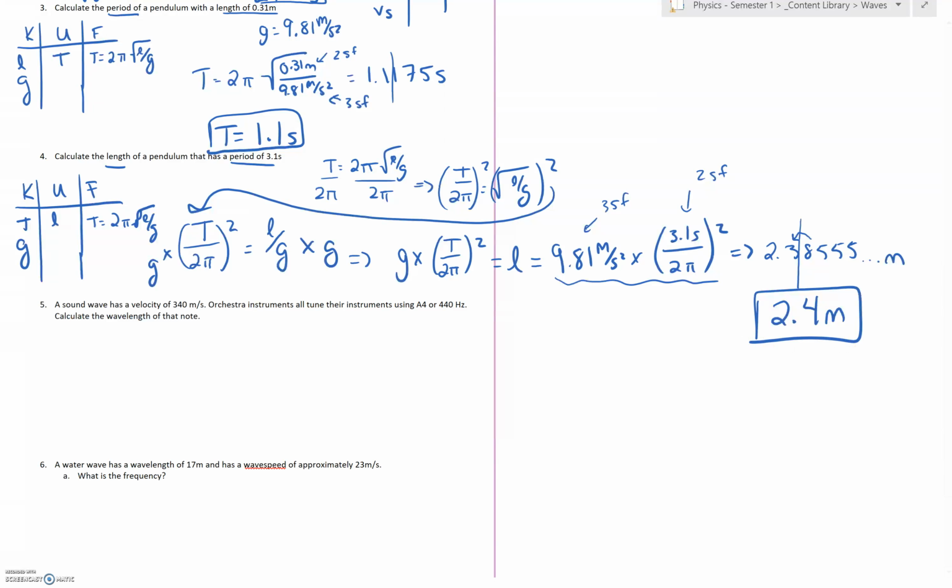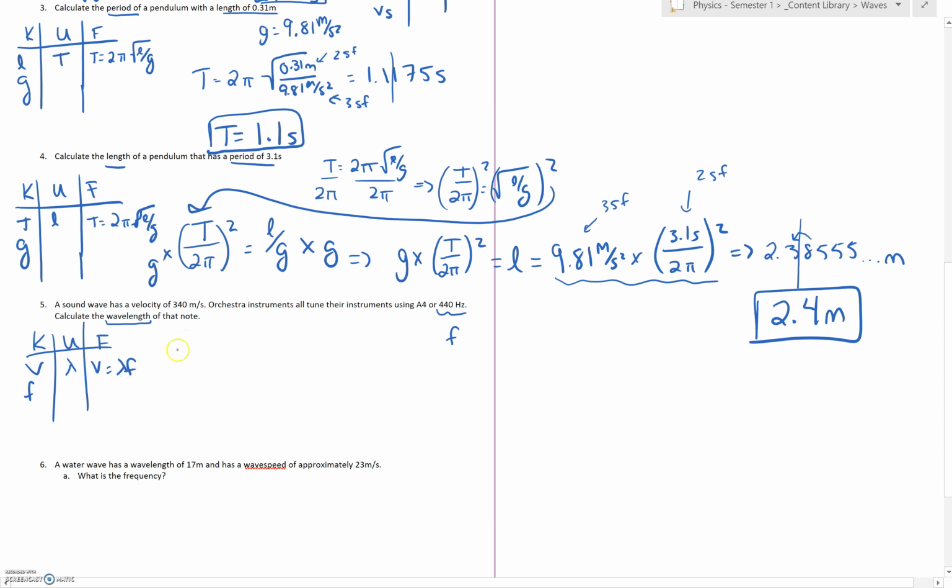So this next one's an interesting problem because it's got a lot of words in it and it seems like it's asking you for a lot, but in actuality it's not asking you for a lot. If we look at the stuff we're given here, let's do our known unknown formula table. So the sound wave has a velocity of 340 meters per second. So I know the speed of the sound. It says orchestra instruments all tune their instruments using A4 or 440 hertz. Oh, that's a frequency. Okay, so I know a frequency, and I don't know what they're asking me to calculate, which is the wavelength. However, I do know a formula that very neatly puts all that together.